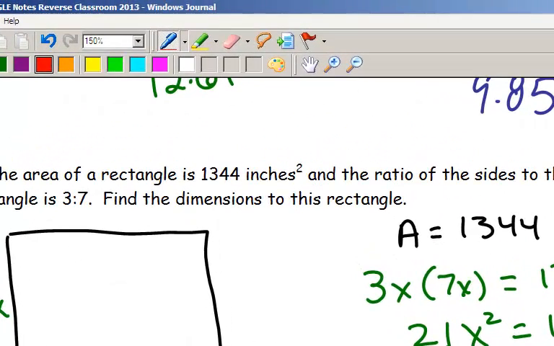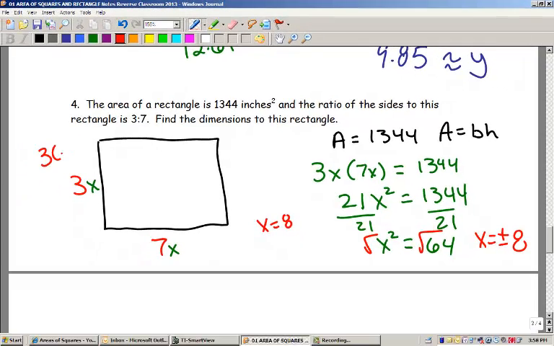Now I can take the square root of both sides, and I get x to be positive and negative 8. Again, we cannot use the negative one because it would give us a negative length. So x is going to be 8. This side here is going to be 3 times 8, which is 24, and we're dealing with inches. And then this side would be 7 times 8, which is 56 inches.